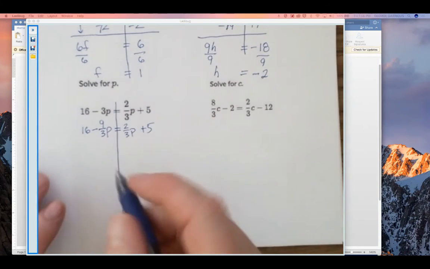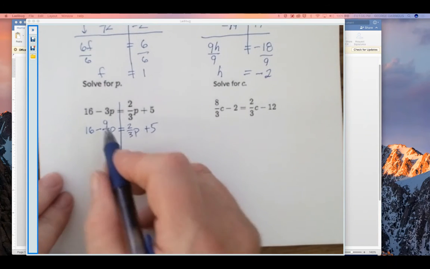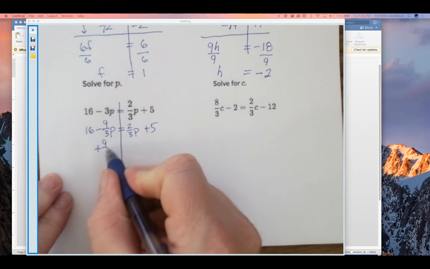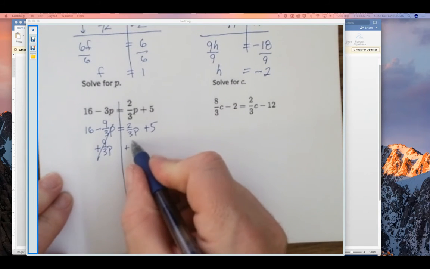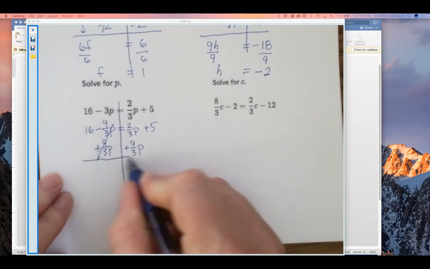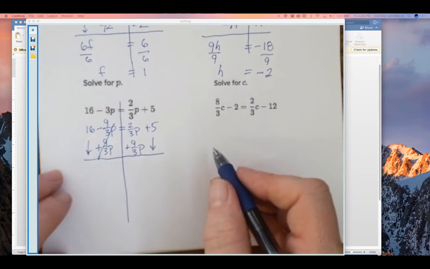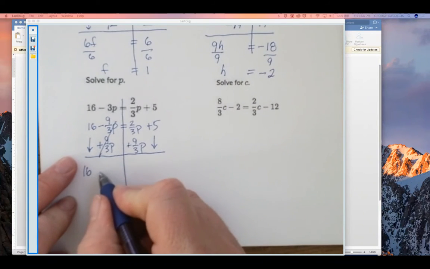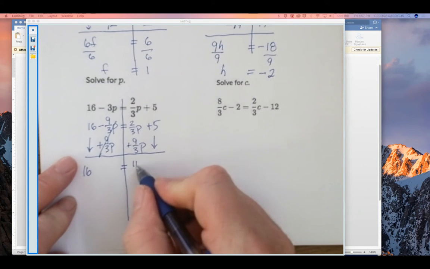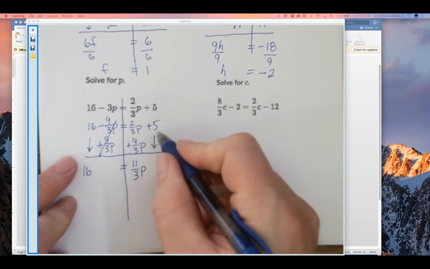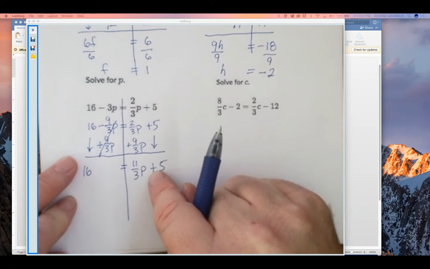Now a little strategy. We want to keep it positive, right? So if we're going to keep it positive, let's add 9/3 p on the left, which gets you to 0, and add 9/3 p on the right. Bring down everything that you don't touch. The 16, the equal sign. 2 plus 9 is 11/3 p plus 5. I'm always checking this sign right here, making sure that I have the same sign.